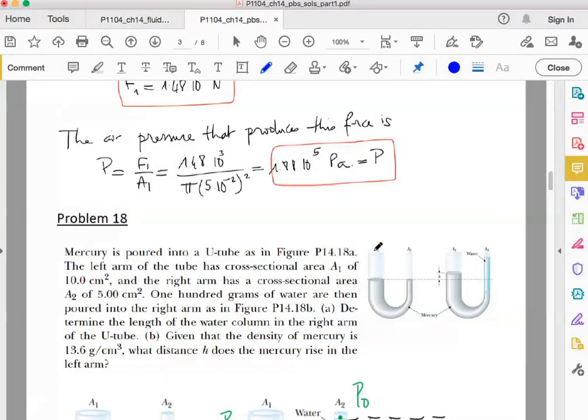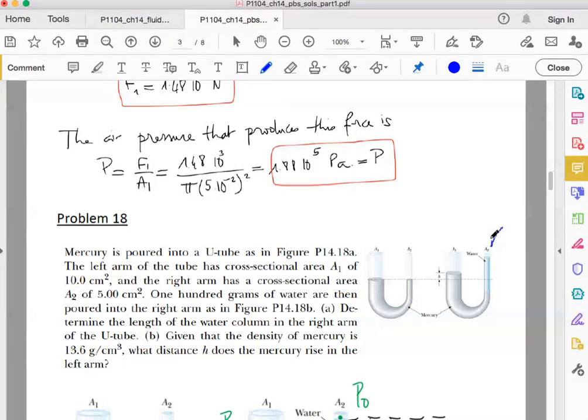So Mercury, we have this U-tube in the system. Mercury is poured into a U-tube as shown in the figure. The left arm of the tube has cross-sectional area A1 of 10 centimeters squared, and the right arm has cross-sectional area A2 of 5 centimeters squared. 100 grams of water are then poured into the right arm as shown in the figure.